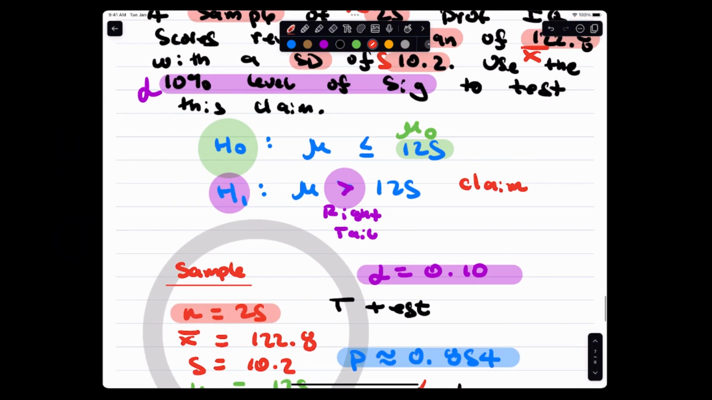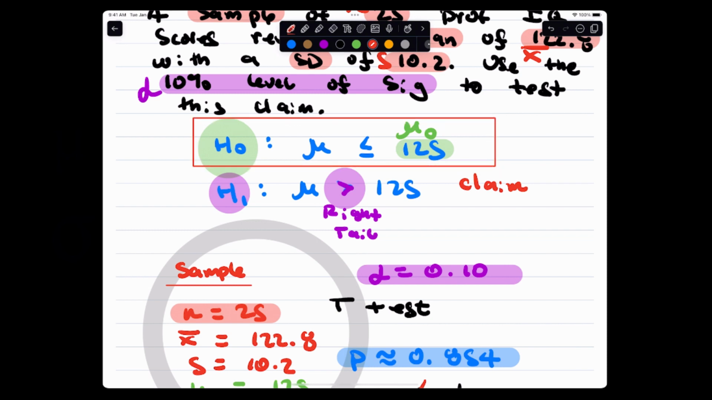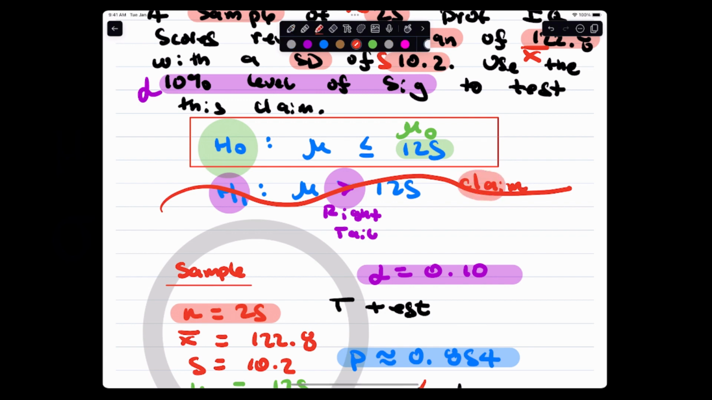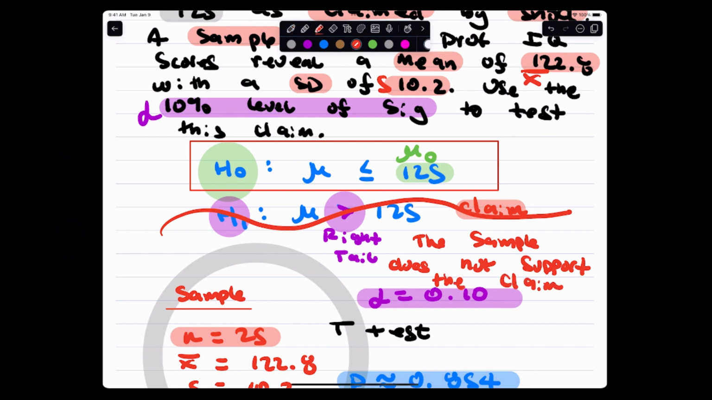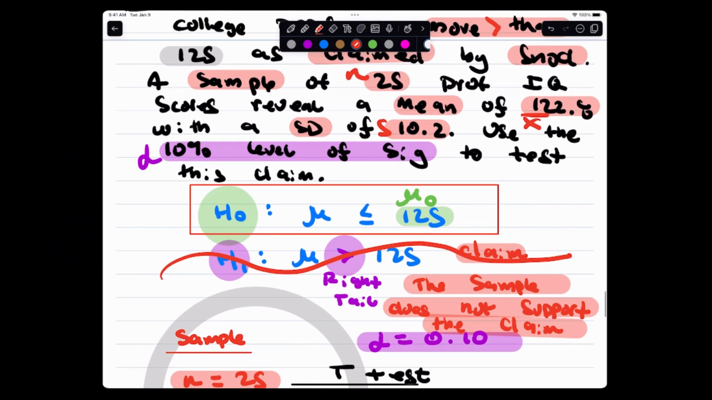So keeping the null, you keep that null, and you get rid of the alternate. But by getting rid of the alternate, what did you also get rid of? You got rid of the claim, didn't you? So what do we say? The sample does not support the claim. So hopefully you guys had that kind of situation.